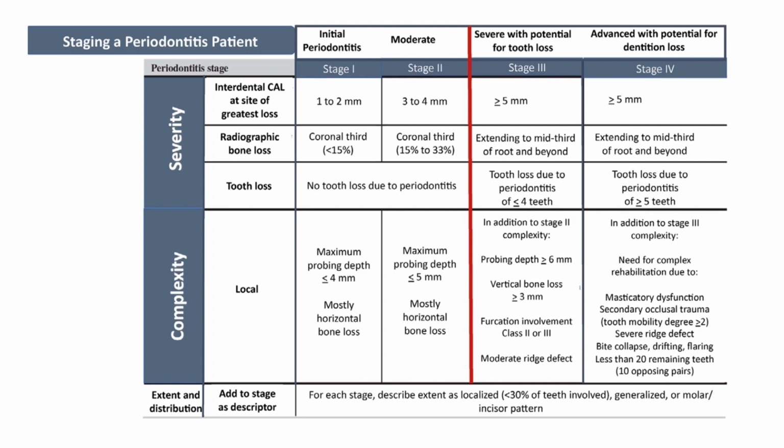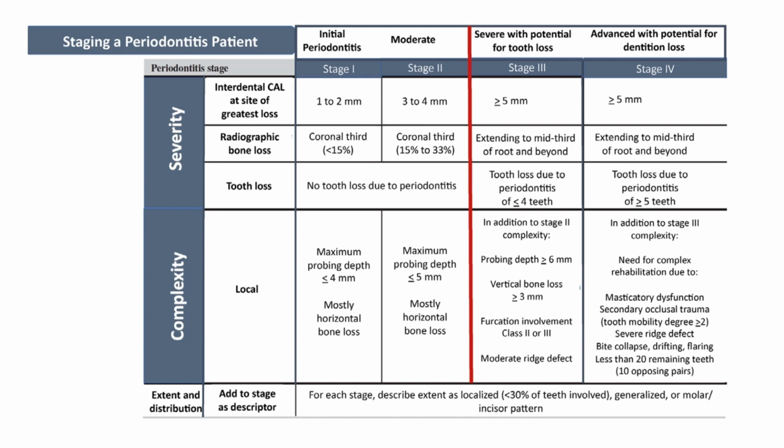So a patient was stage 3, he didn't show up for follow-ups for a few years. Then he had more attachment loss. Now it's more than 5 millimeters, or radiographic bone loss extending to the mid third of the root or beyond. We will put him in stage 3.